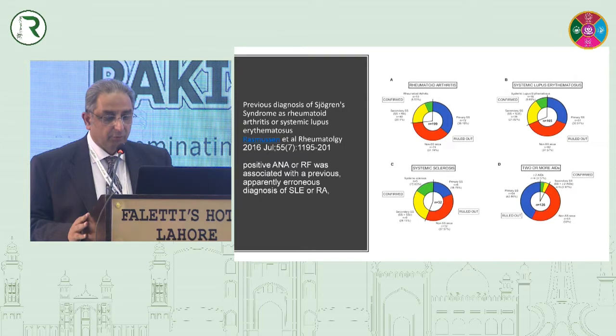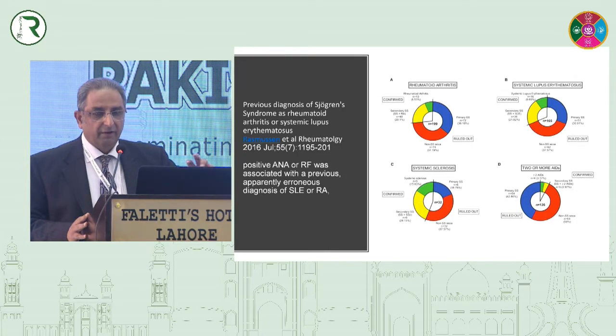And when there are 2 or more autoimmune diseases, then primary Sjogren's is again considered when you have overlap.